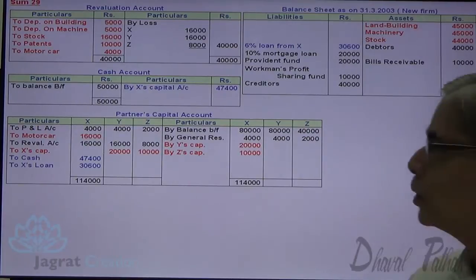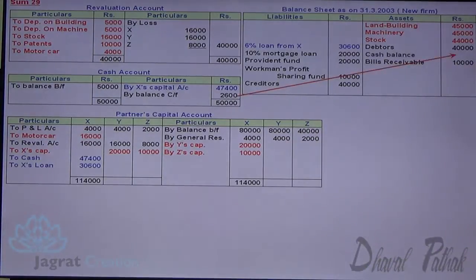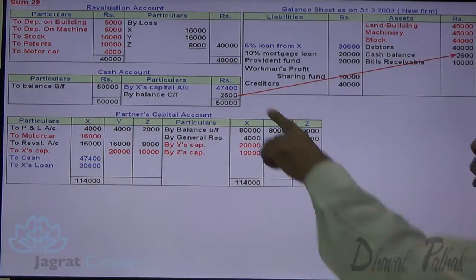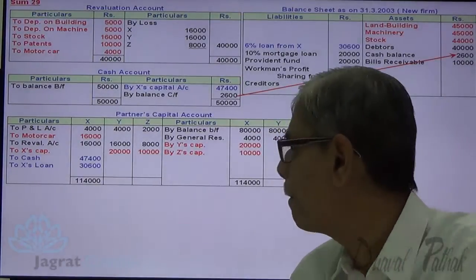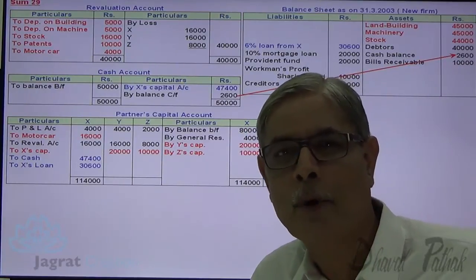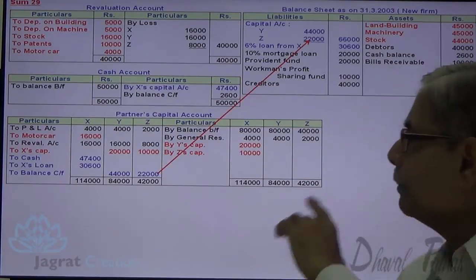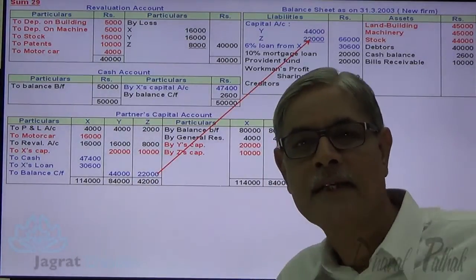Now let me close cash account. 50,000 minus 47,400 payment. Cash balance 2,600 will appear in the balance sheet asset side. Now I want to close the capital account of Y and Z. Balance will be transferred to balance sheet for reporting. So 84,000 minus 40,000, 44,000 is the balance of Y. 42,000 minus 20,000, 22,000 is the balance of Z. That is reported in the balance sheet.